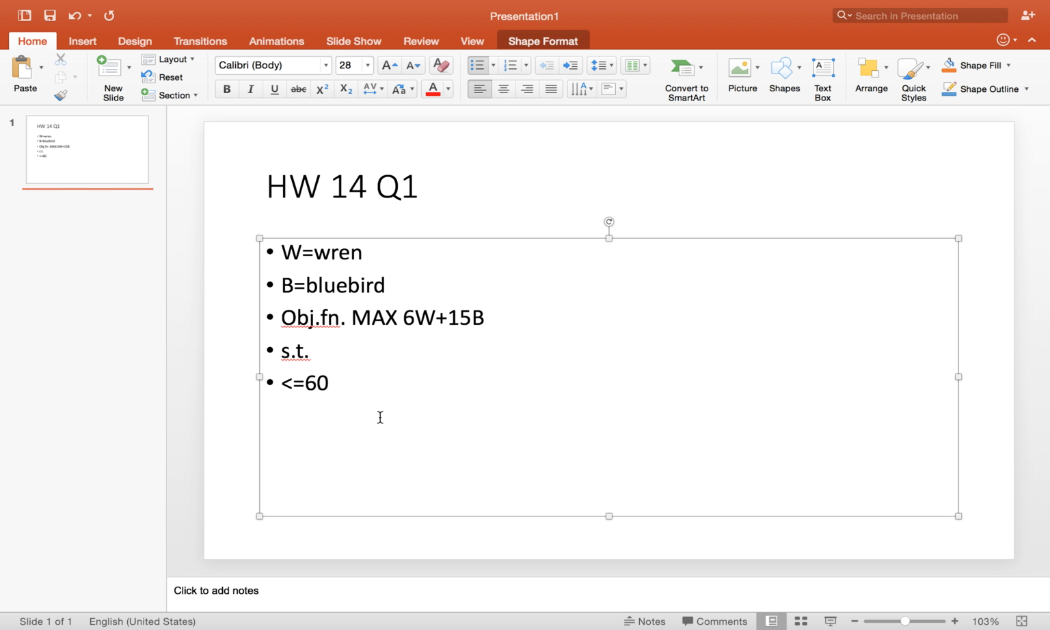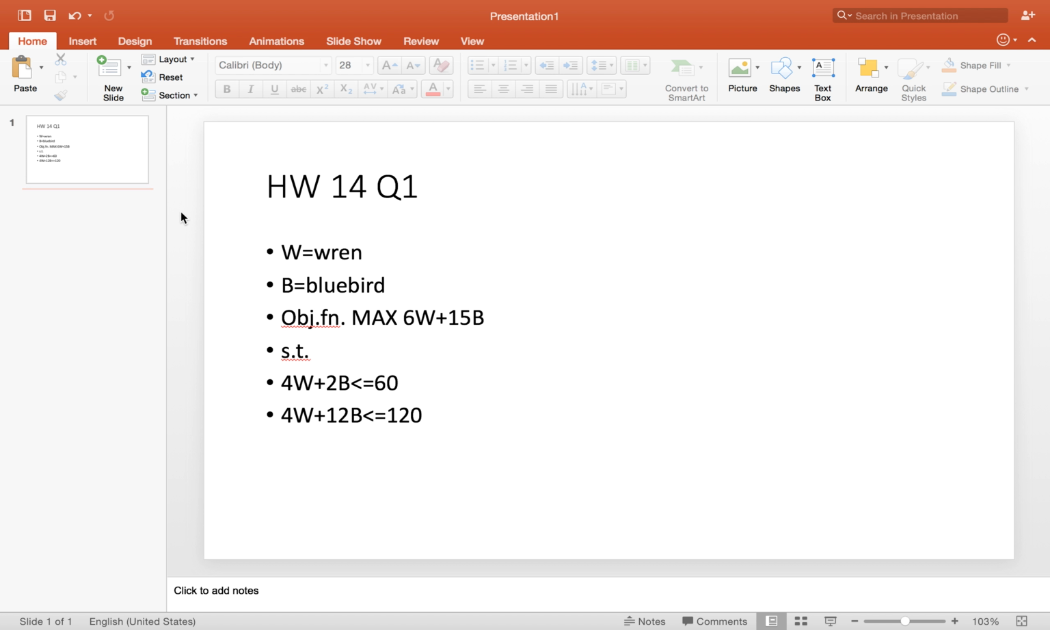For labor hours, each wren house requires 4, so 4 times W, plus each bluebird house requires 2 labor hours, times B, less than or equal to 60. For lumber, you only have 120, and it requires 4 units again for each wren birdhouse, plus 12 for each bluebird. Okay, so that's the formulation of the first question in homework 14.